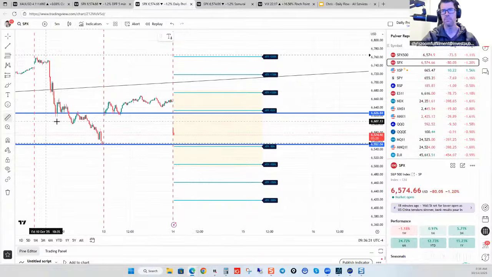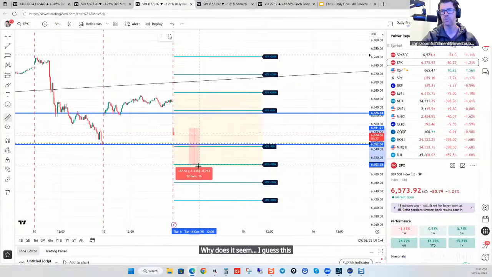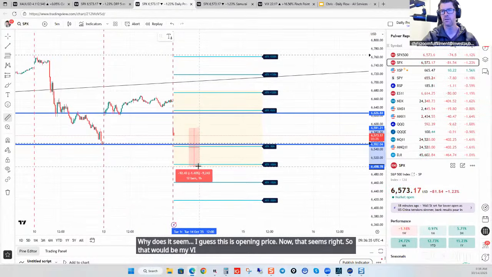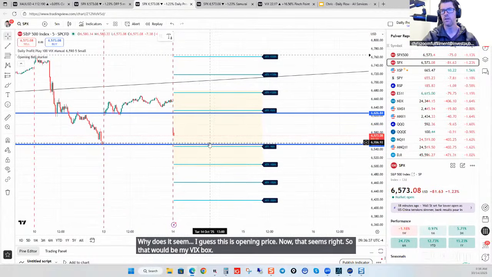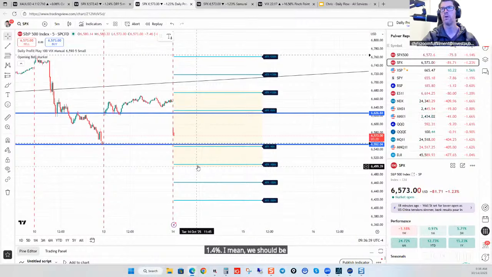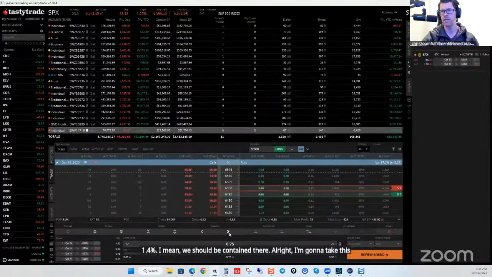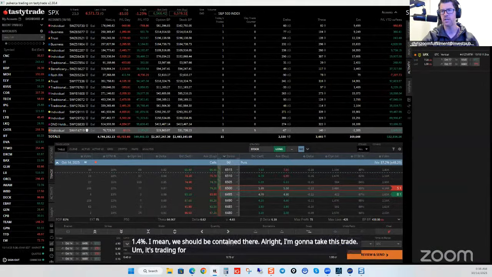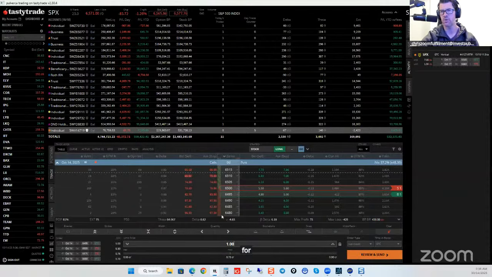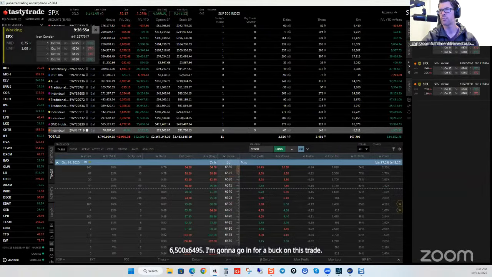Why does it seem, I guess this is opening price. Now that seems right. So that would be my VIX box, 1.4%. I mean, we should be contained there. All right, I'm going to take this trade. It's trading for 75 cents. I'm going to put this in for $1 just so I can manage my risk. 6,500 by 65, 495. I'm going to go in for $1 on this trade. This is for daily profit play.